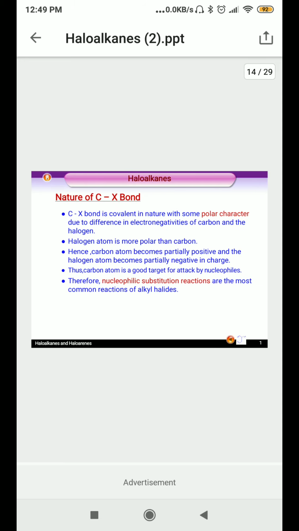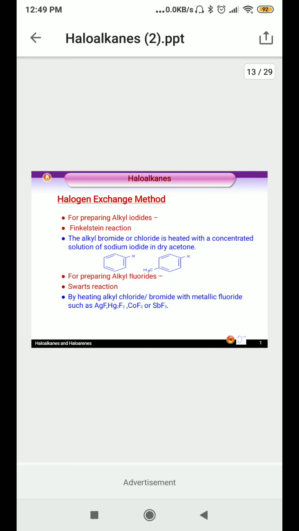Okay, now let's discuss the nature of the C and X bond. बच्चों, I hope I am going at the right pace, because there is not much detail in this. These are all only name reactions which you can refer through your NCERT also. So these are the reactions through which you can prepare the haloalkanes.